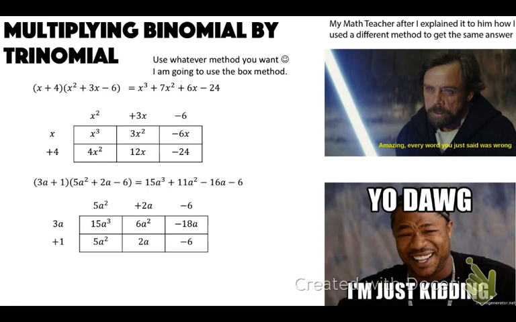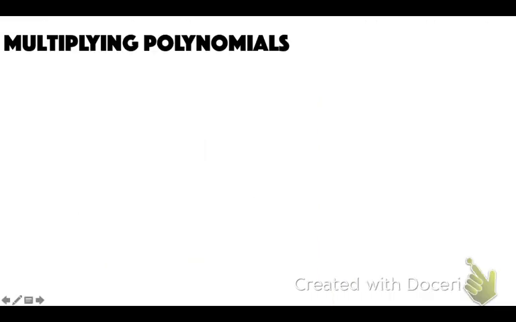Again, we can combine like terms here. So we have 15a cubed. And then 5a squared plus 6a squared is 11a squared. 2a minus 18a is negative 16a. And then the negative 6. Sweet.